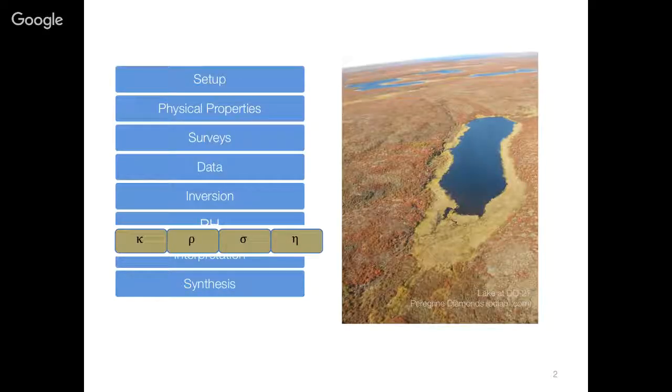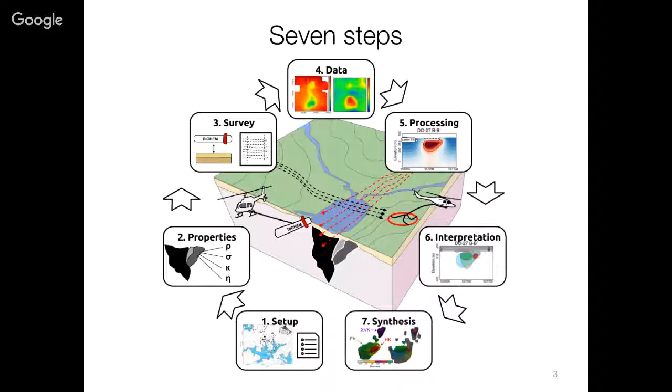So here it is. I'm going to go through the usual 7-step procedure, and then look at the various physical properties and see how we can put things together. So here are our 7 steps. We're going to have a setup. We're going to look at the properties. We're going to do some surveys. There's going to be a number of surveys.